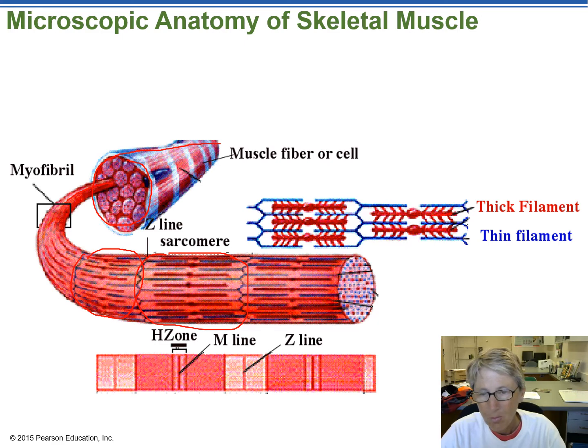The thick filaments are in red here, and they're made up of myosin, and the thin filaments are in blue, and they're made up of actin. And in this cartoon, it gives you a little bit more detail because it shows that the thick filaments made of myosin have these little cross bridges that are linking to the protein actin in the thin filament.